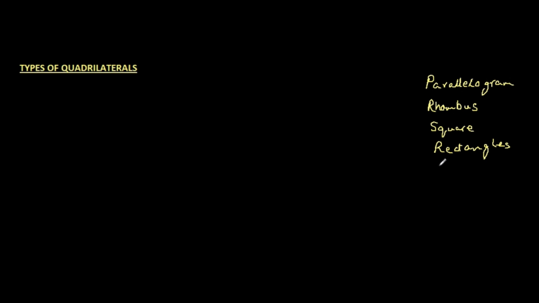I'm also going to talk about trapeziums. Trapeziums are also called trapezoids, so they are synonymous to each other. I'm going to talk about kites, and I'm going to talk about chevrons. So let's come to trapezoids first. A trapezoid is slightly different from a parallelogram.